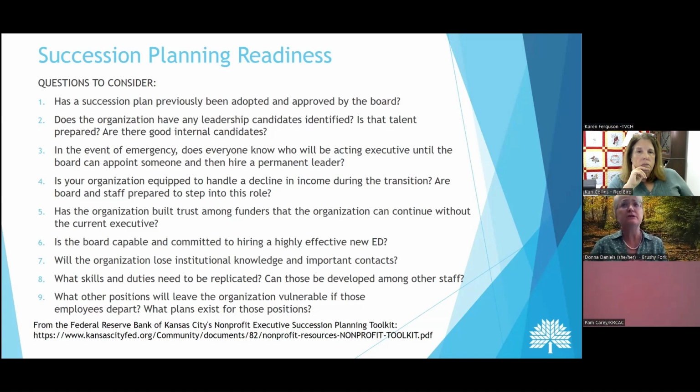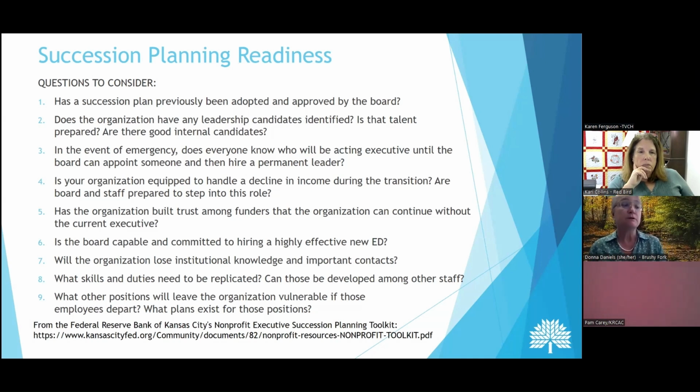And then anytime, especially with the changeover of an executive director, you're going to face potential financial ramifications. So is your organization equipped to handle a decline in income during transition? You ask yourself that question. Are board and staff prepared to step into the role of the relationships that the ED may have had with funders, or the way that the executive director was bringing income in? Are there ways that can be handed off? So asking those questions about that.